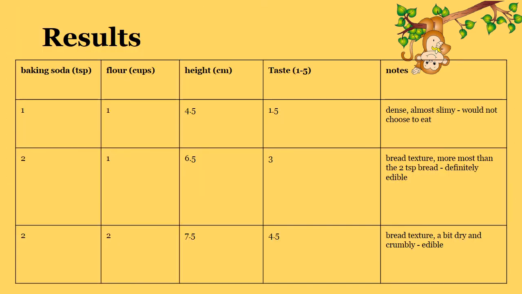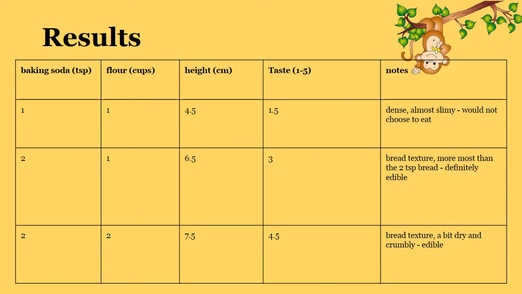So these are our results. This is what we found out. We found that the height is influenced by the amount of flour and baking soda we have. As you can see in our table, we had a drastic change of height. It went from 4.5 centimeters to 6.5 centimeters to 7.5 centimeters, all by changing the distribution of baking soda and flour.